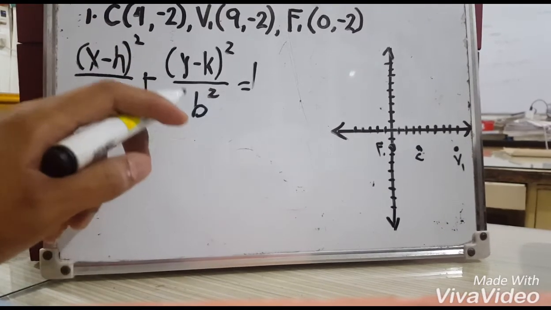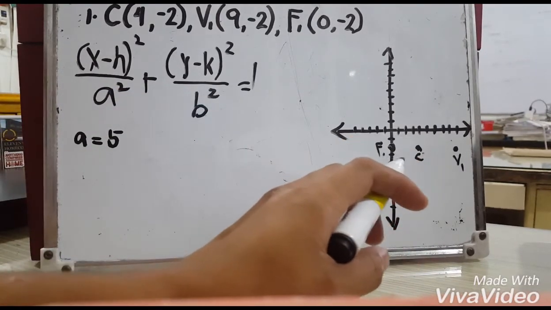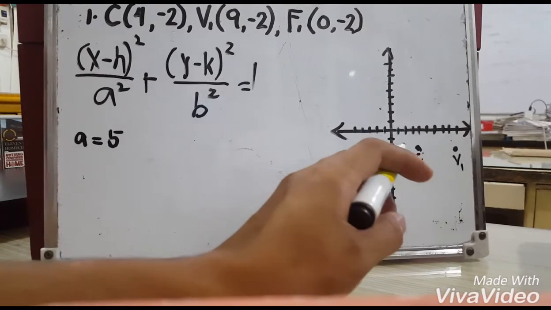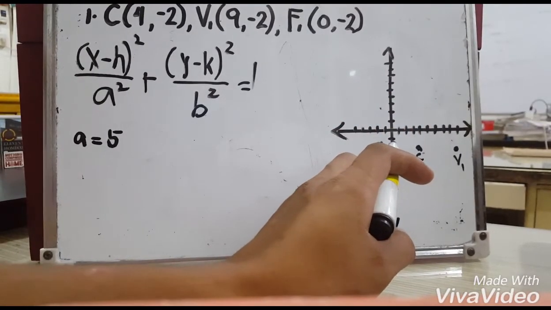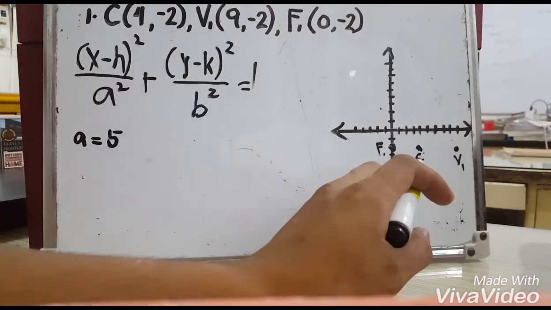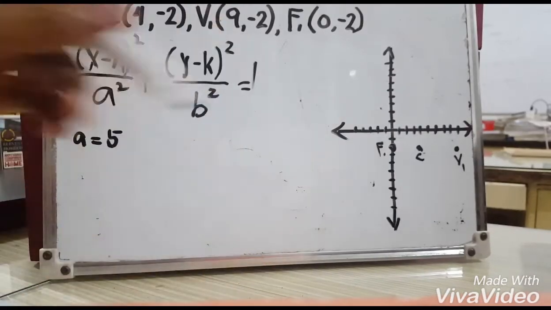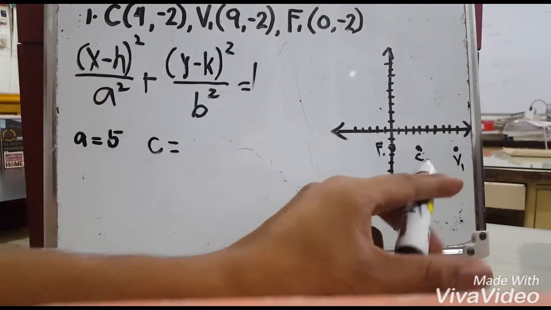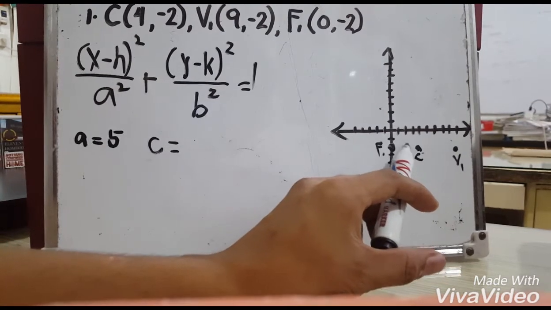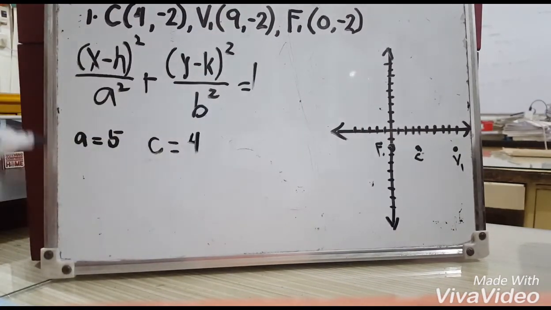b here is the distance from the center to the endpoint of the minor axis. But since we are not given the endpoint of the minor axis, we are only given the focus of the ellipse. Now, take note, class, the distance from the center to the focus is given by the variable c. So, c will be equal to, let's count, 1, 2, 3, and 4. So, c will be equal to 4.